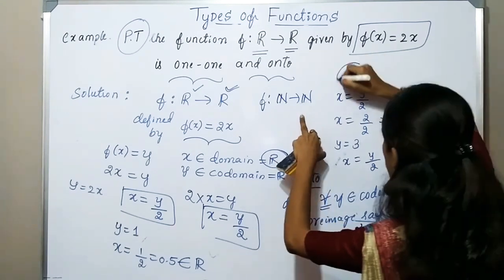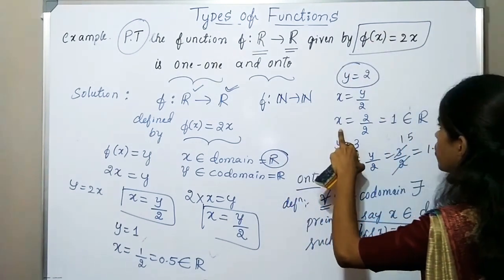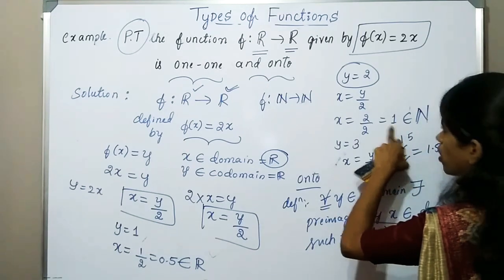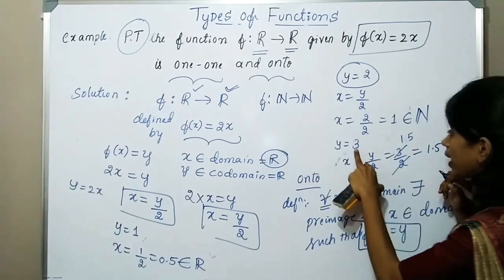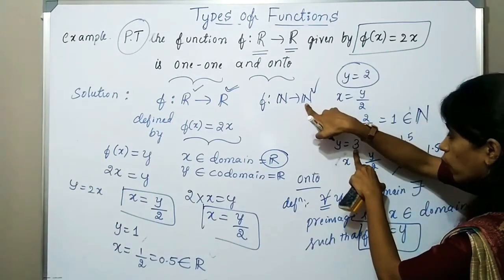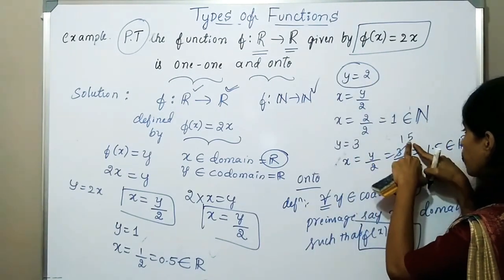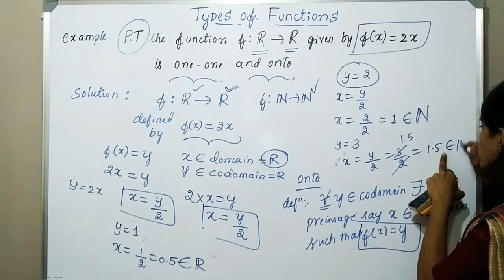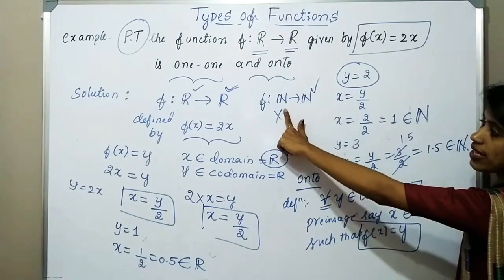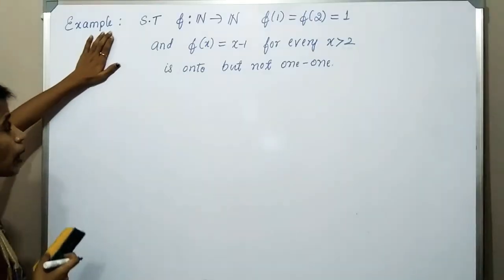Why? If I am taking 2, x is equal to 1 clearly belongs to natural numbers. That's okay. But if I take 3, a natural number in the codomain, 3 by 2 is 1.5. Does 1.5 belong to natural numbers? So which is not possible. So therefore, which is not onto. Is it clear? Next example problem.